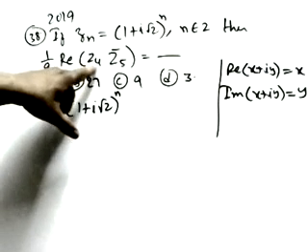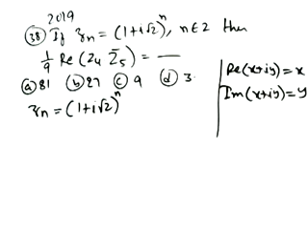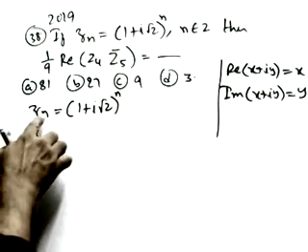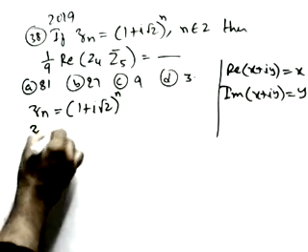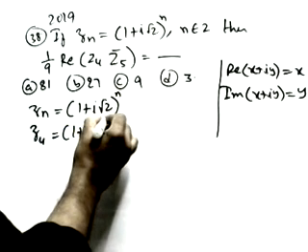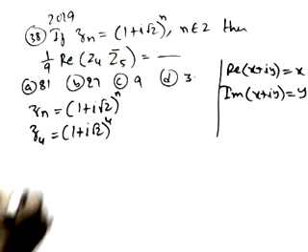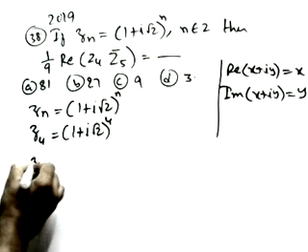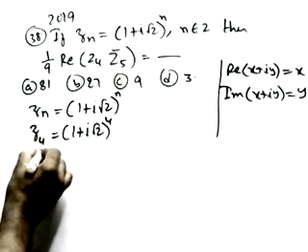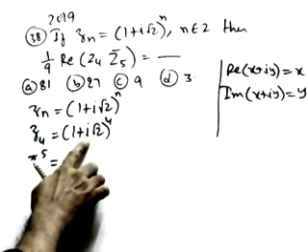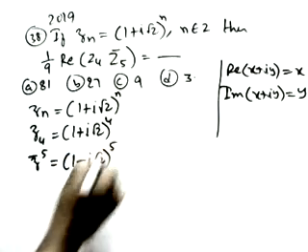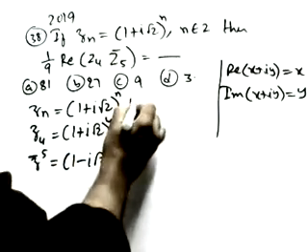What is the question? 1 by 9 into the real part of Z4 into Z bar 5. What will be Z? Z4 means in place of n, 4. So you'll get (1 plus i root 2) whole power n, and n is 4 here. Now Z bar power 5: bar means you just change the sign of i. It will be (1 minus i root 2) whole power 5.